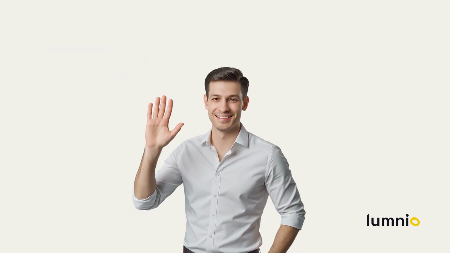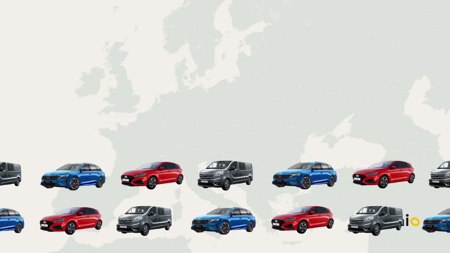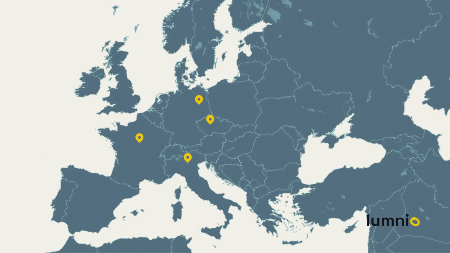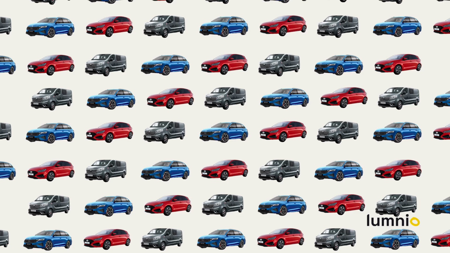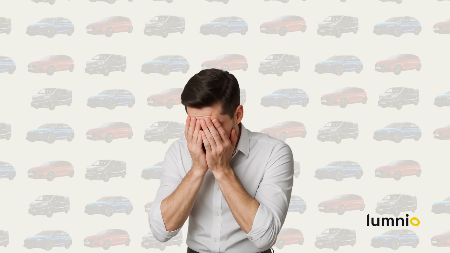This is Mark. Mark needs to maintain a large fleet of cars across multiple cities using Lumnio. But if you have this many cars, setting up each one manually would be almost impossible. That's where equipment types come in.